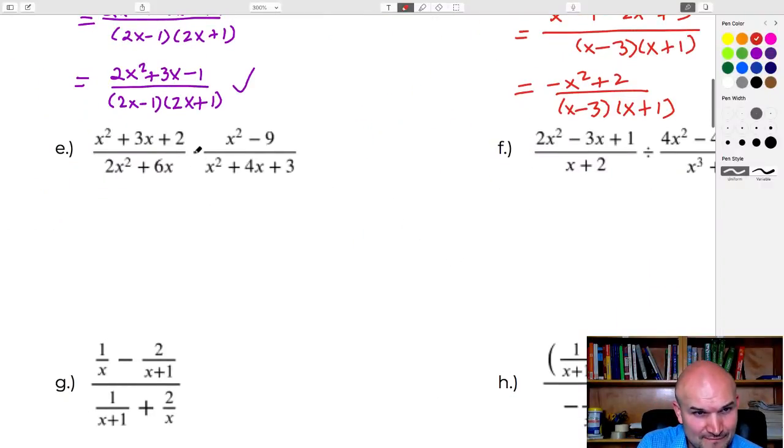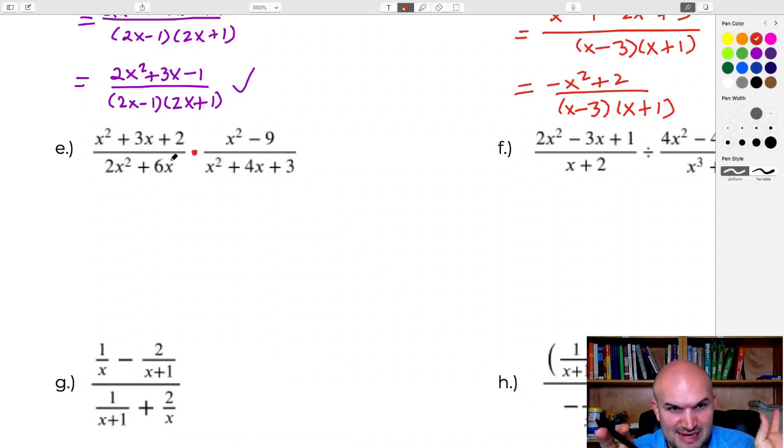Next one, multiplying. So when we're looking into multiplying, guys, same thing. You're going to want to simplify first. Then you're going to want to apply the operation, which is multiplication of fractions, which is basically multiplying numerator times numerator, denominator times denominator. And then you can go ahead and simplify from there.